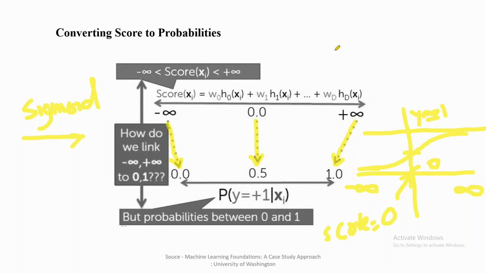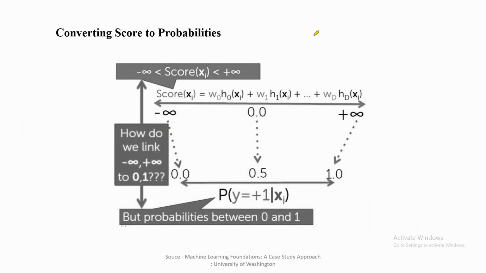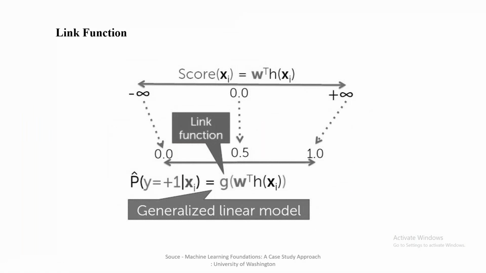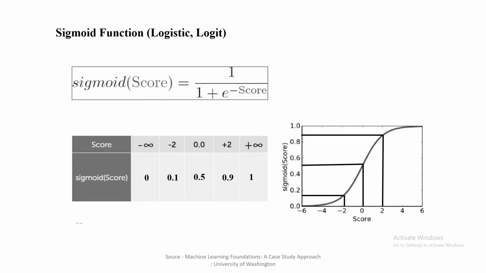This function is known as the sigmoid function. So this way we are converting scores into probabilities. Okay, so this is another way of showing that sigmoid function.